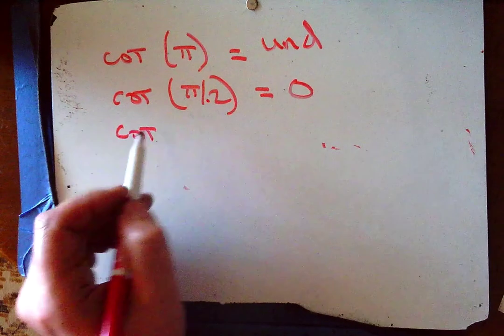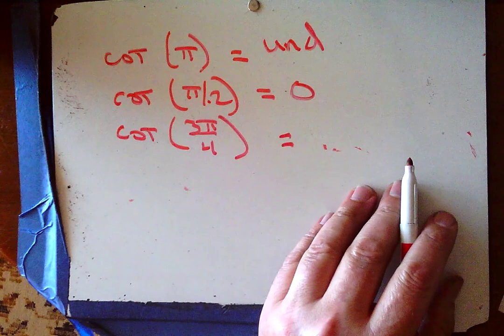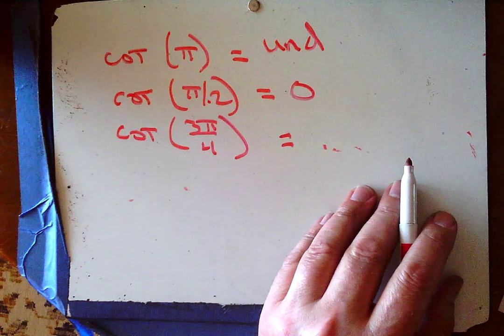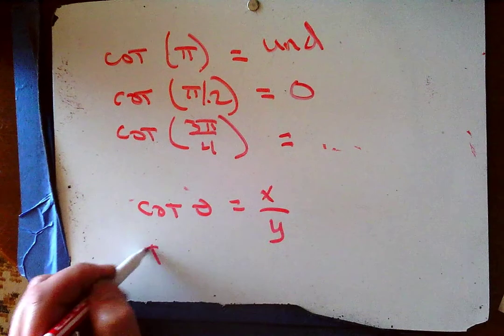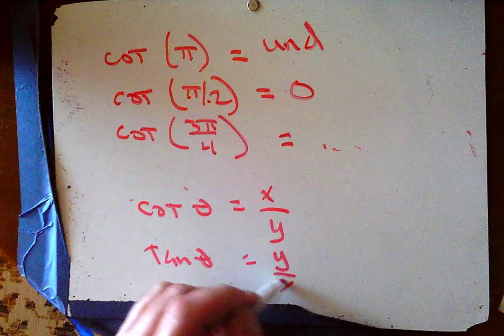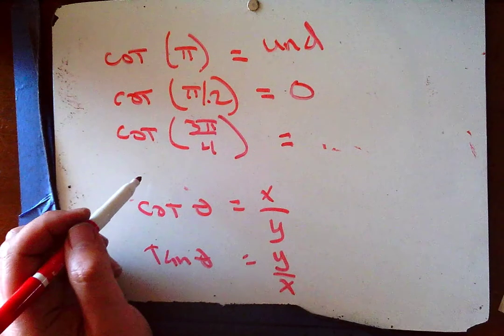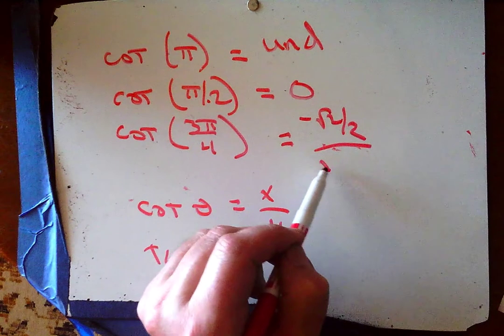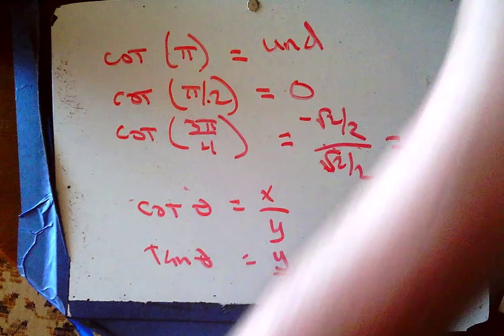And then what about cotangent 3 pi over 4? If tangent is y's over x's, cotangent must be x's over y's. Okay, so 5, 4, 3, 2, 1. Well, we know that's negative root 2 over 2 over root 2 over 2, and so that's negative 1. All right, that's the end of round 1. We have 2 more rounds to get through.